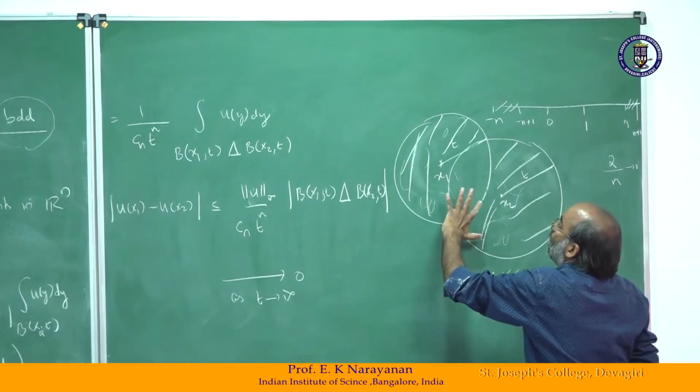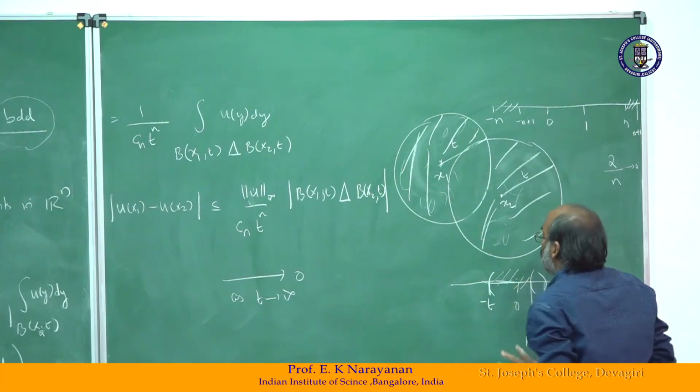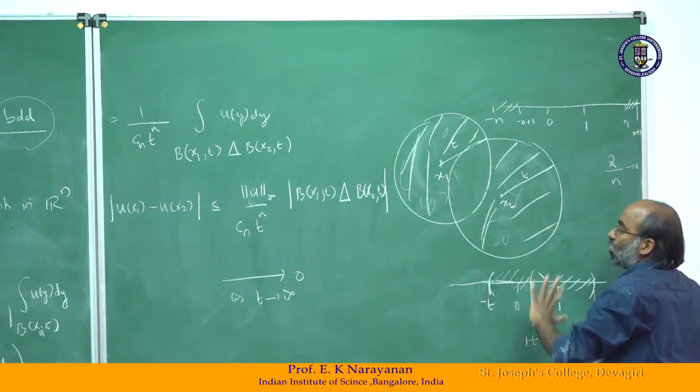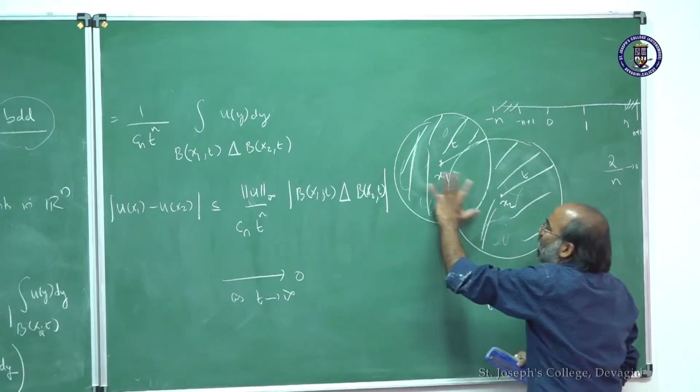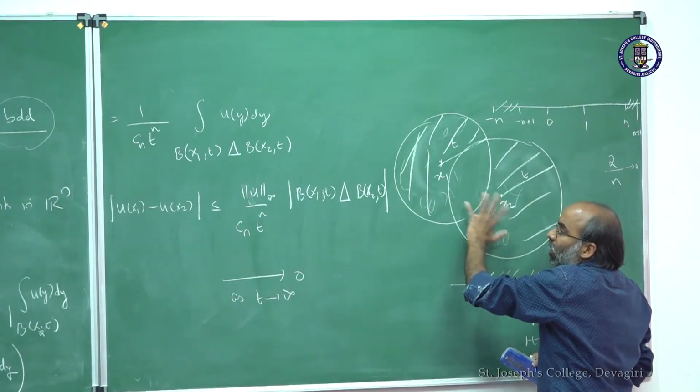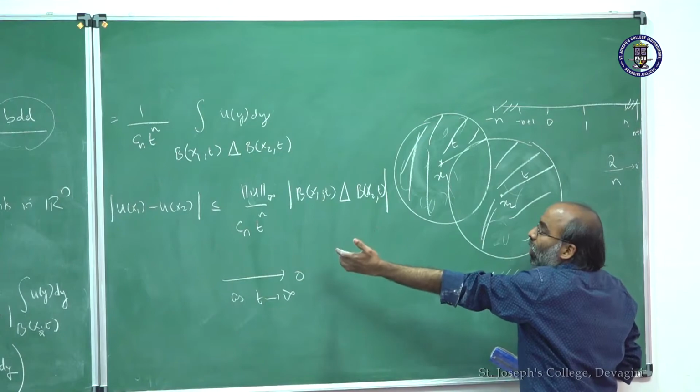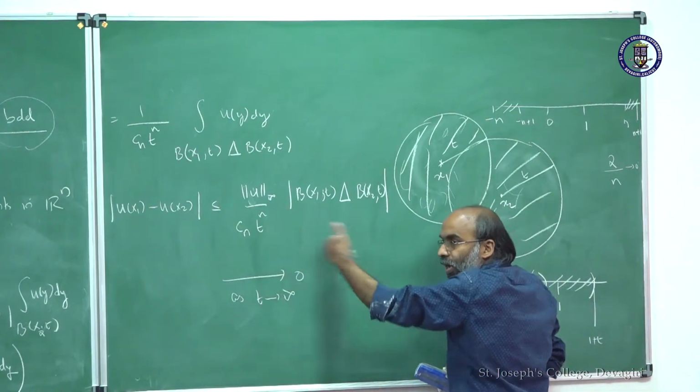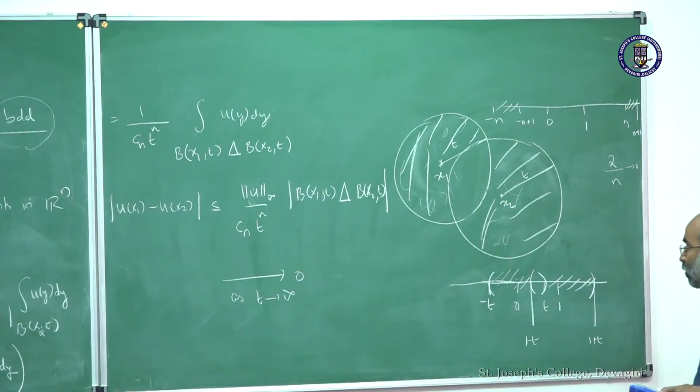So, you can estimate these integrals, the measures, and show that this difference is like the derivative. That will be like t to the n minus 1, and there is a t to the n in the denominator, so that will go to 0. That is all.